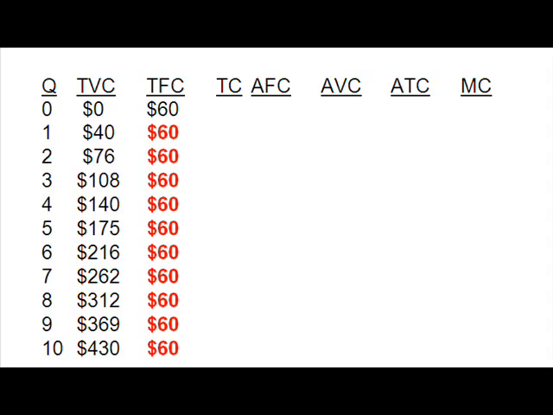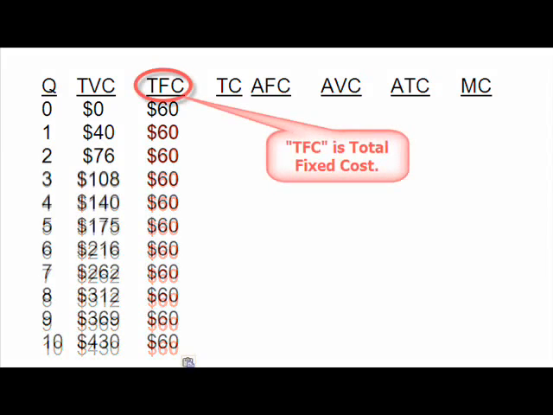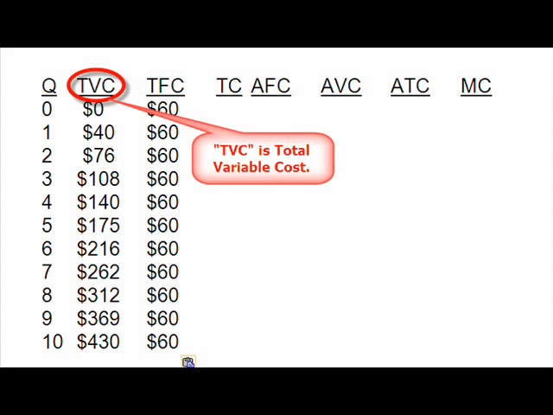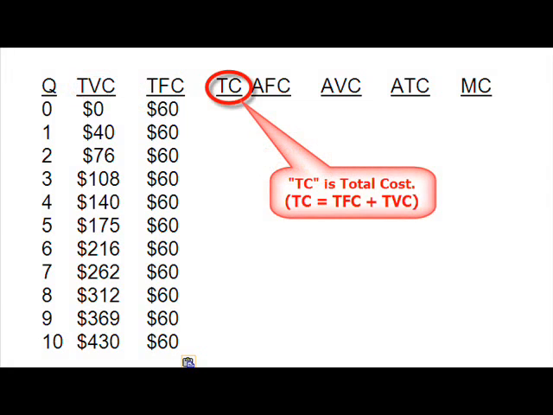But what about the rest of this alphabet soup of costs? Let me go through them one at a time. We already know that TFC is total fixed cost and TVC is total variable cost. TC stands for total cost and can be calculated by adding TFC and TVC.